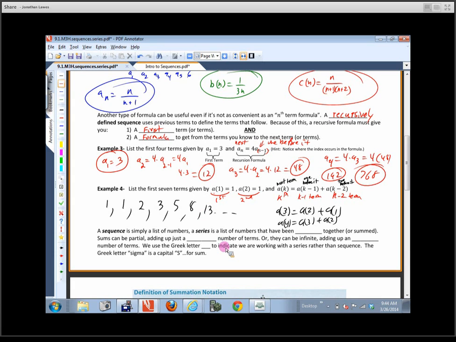Who's seen this before? Raise your hand if you know you've seen this before. Anybody know what it's called? Okay, this is called the Fibonacci sequence.